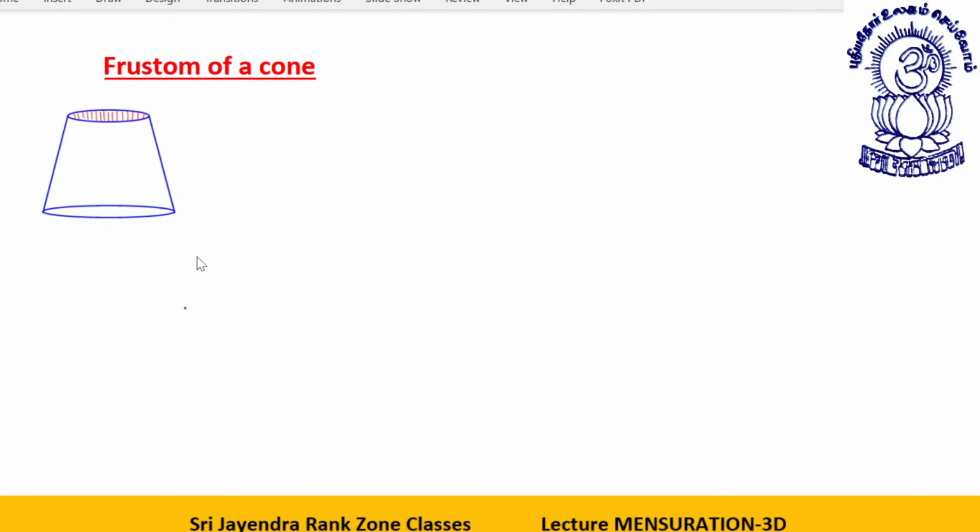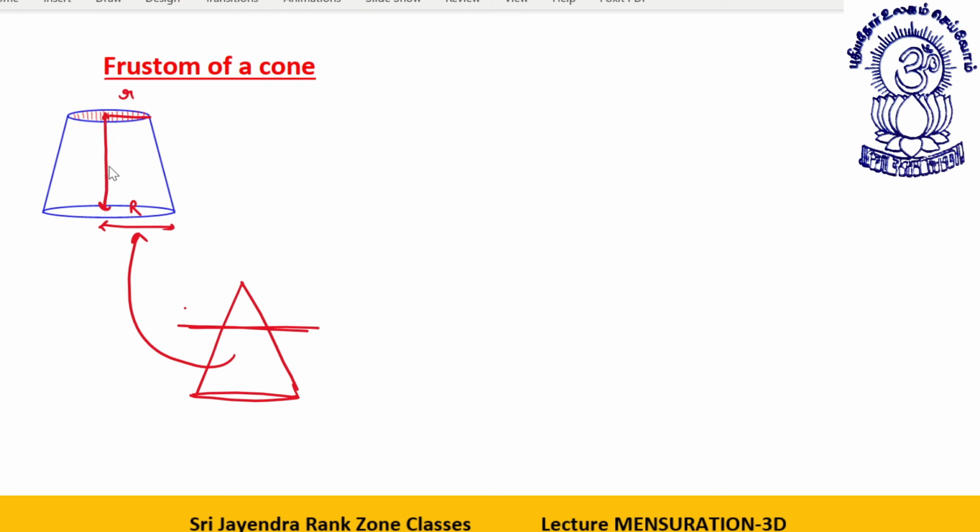The next topic is frustum of a cone. How do we get a frustum of a cone? Suppose I have a cone, let's say an inverted cone. If I chop this part, what is left will be like this. This is called the frustum of a cone. This is the small radius. This is the radius at the bigger side, capital R, and this is the height. This portion is the height.